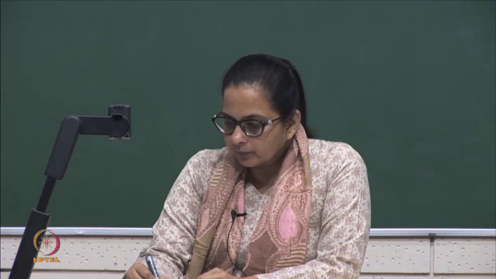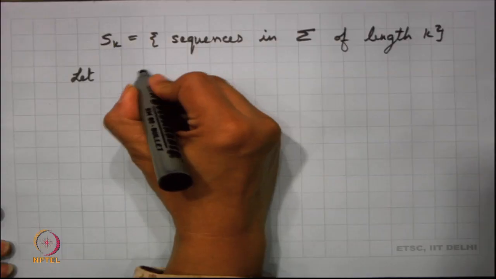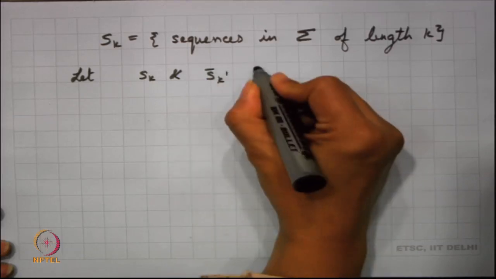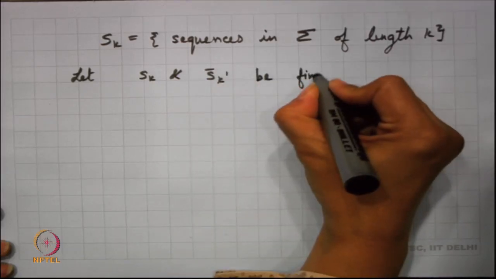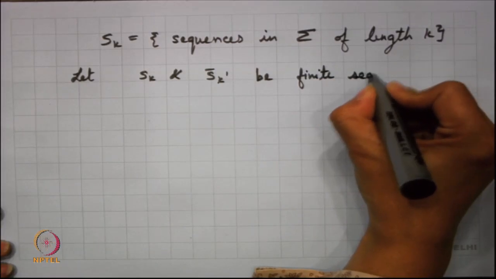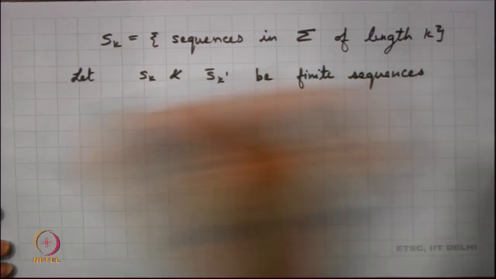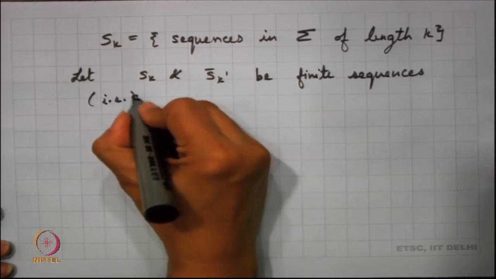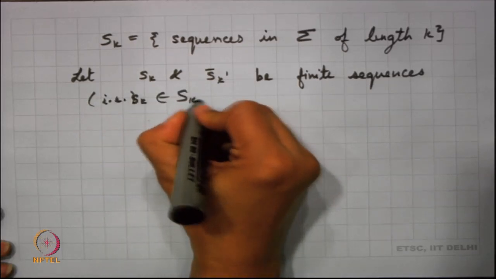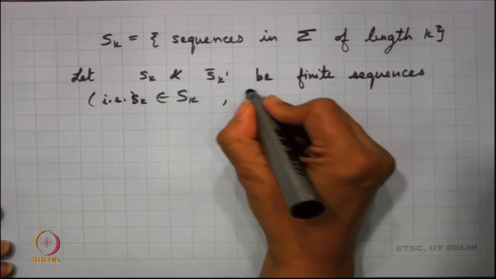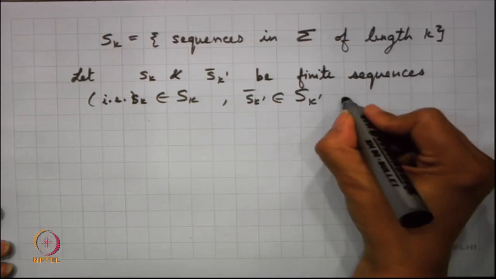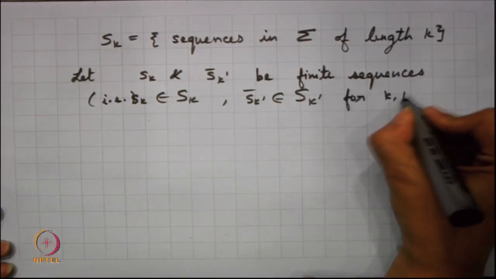So, we say, let Sk and S bar k prime be finite sequences. What I want to mean here is that Sk belongs to S of k for some k, and Sk prime belongs to S of k prime for some k prime.